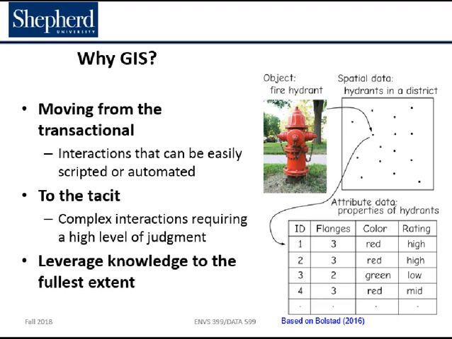McKinsey has divided the work in organizations into three categories: transformational, and that's the extraction of raw materials and its conversion to output; transactional, and these are interactions that can be easily scripted or automated; and tacit. These are complex interactions requiring a high level of judgment. Currently, tacit jobs are growing 2.5 times the rate of transactional jobs.